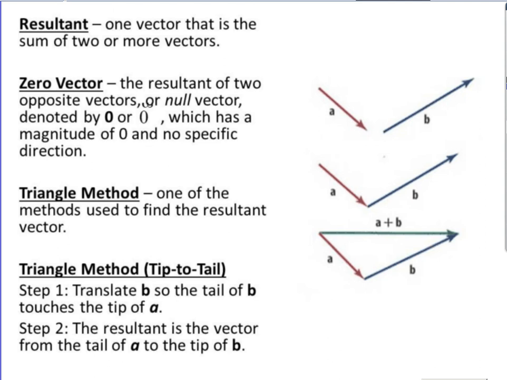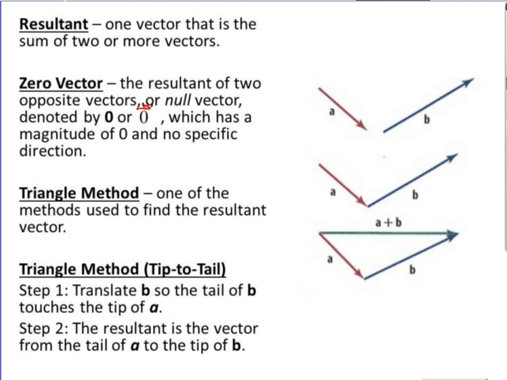A resultant is one vector that is the sum of 2 or more vectors. We're going to end up with a 0 vector if the resultant ends up being 0. It's also called the null vector, or it's written with a bold 0, or it can be written as 0 with the symbol for a vector over top of it.